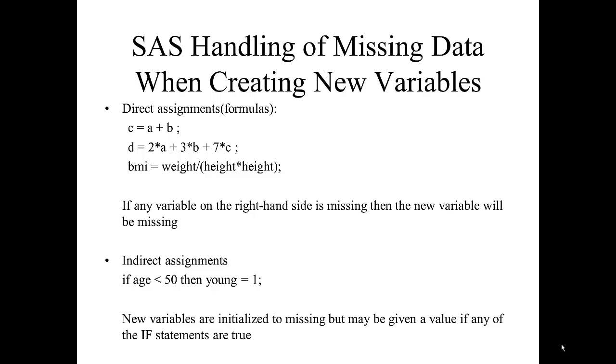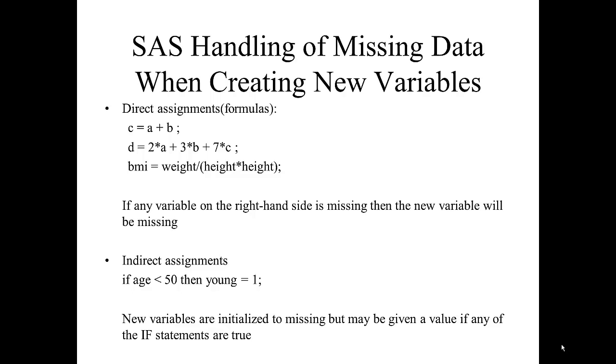So how does SAS handle missing data when creating new variables? With direct assignments or formulas, if any variable on the right-hand side is missing, then the new variable will be missing. So if you were creating the variable BMI and weight was missing, for that particular observation, BMI would be missing. So if any variable on the right-hand side is missing, then the new variable will be missing.